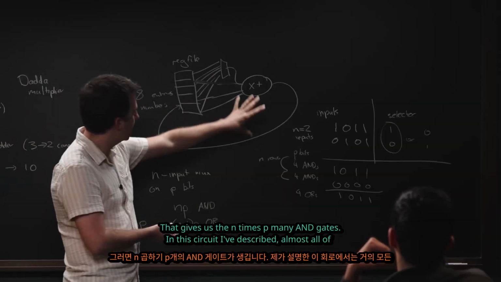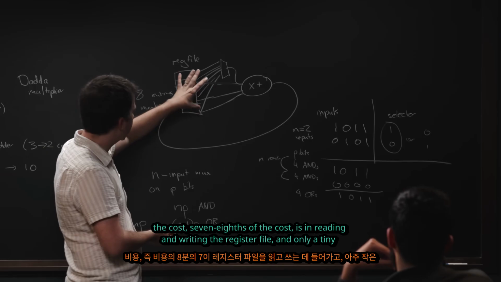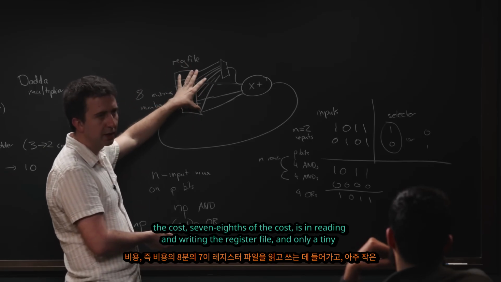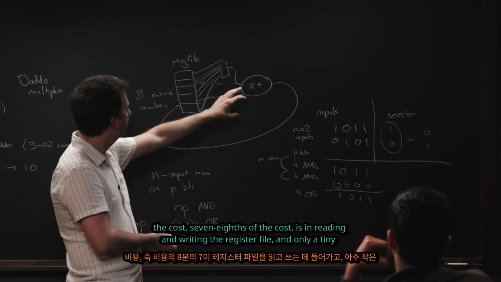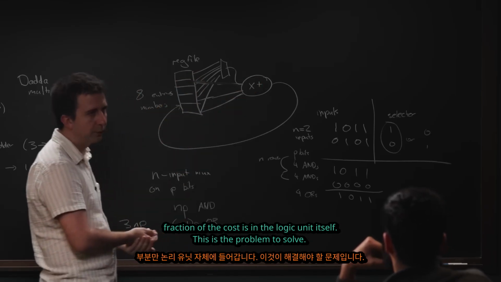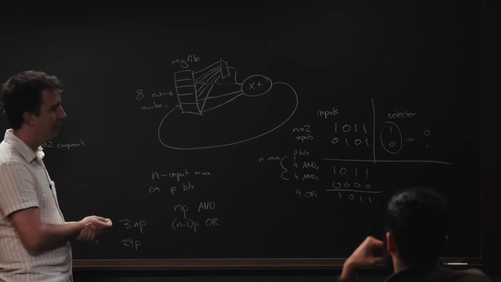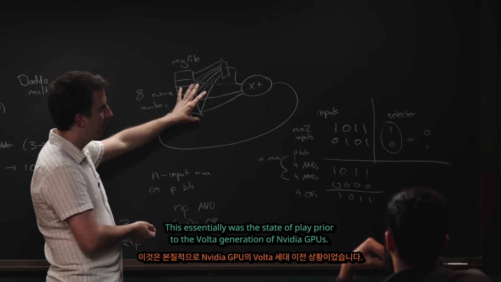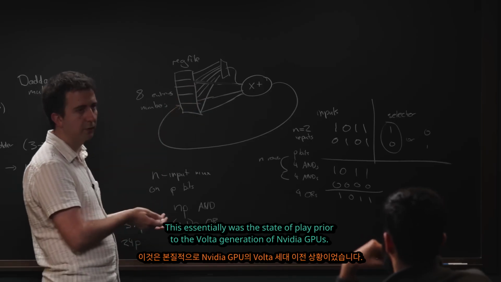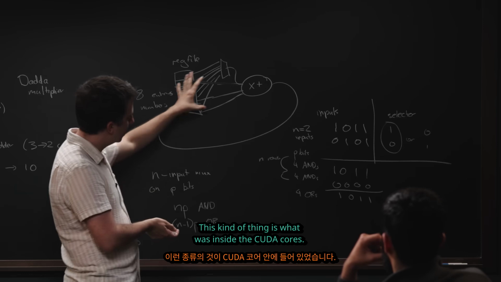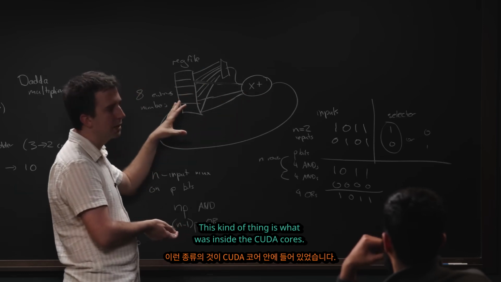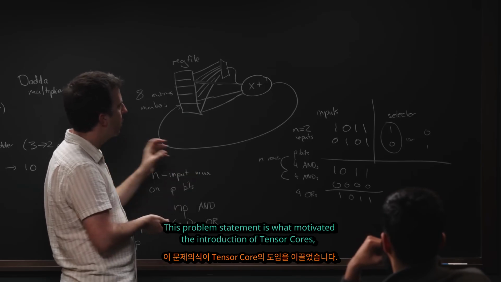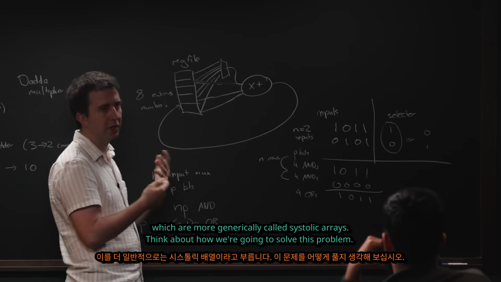So in this circuit I've described here, almost all of the cost, like 7/8 of the cost, is in the reading and writing of the register file, and only a tiny fraction of the cost is in the logic unit itself. So this is the problem to solve. This essentially was the state of play prior to the Volta generation of NVIDIA GPUs. This kind of thing is what was inside the CUDA cores. And this sort of problem statement is what motivated the introduction of tensor cores, which are more generically called systolic arrays.